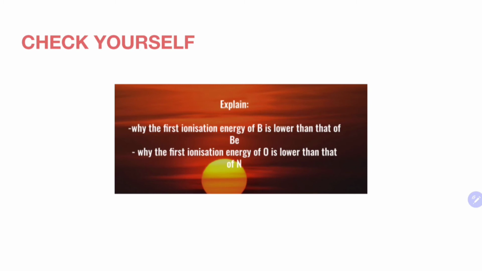Then you can check yourself once again. If you can answer this, then you already understand. Explain why the first ionization energy of boron is lower than that of beryllium, although boron has higher nuclear charge. And then explain why the first ionization energy of oxygen is lower than that of nitrogen.